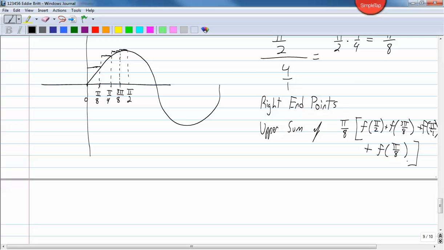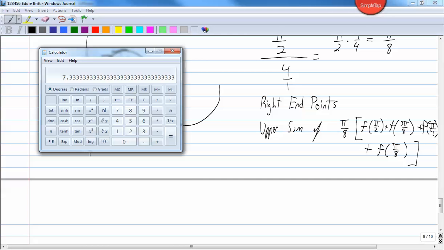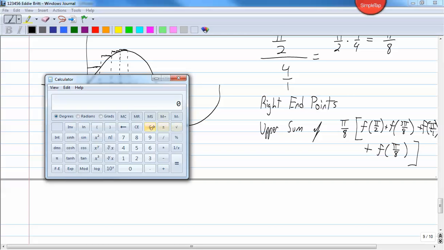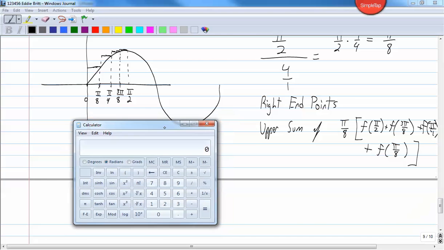Now, stop there. We don't need 5 rectangles. We only have 4 rectangles, so we should only be plugging in 4 x values, starting on the right side. Alright. Now, depending on your calculator, you might want to make sure it's in radians. You can probably get some better exact values if you're using some type of fancy calculator.